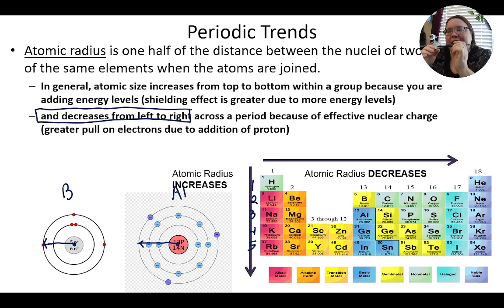But every time I add one more proton, that nucleus gets a little bit stronger and pulls the cloud just a smidgen smaller. It's not a huge difference, but overall we see that decrease from left to right. And it's due to the pull on the electron cloud from the addition of a proton.